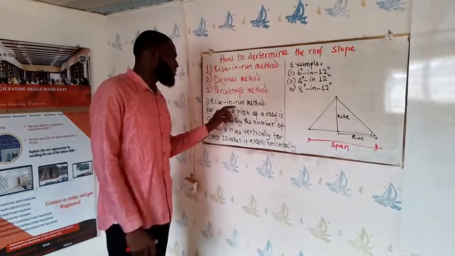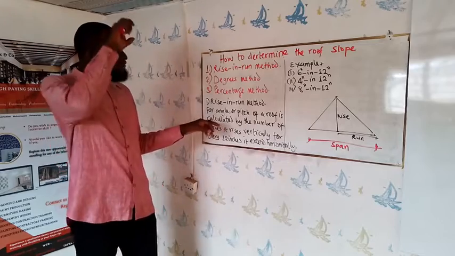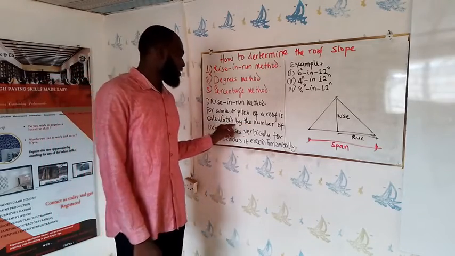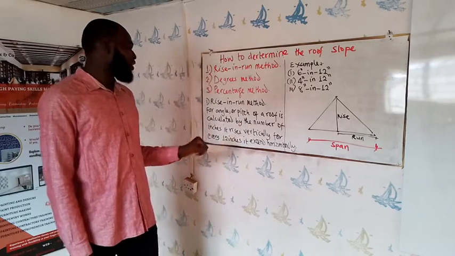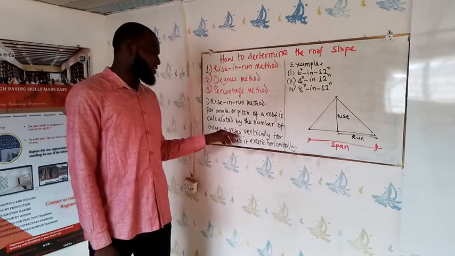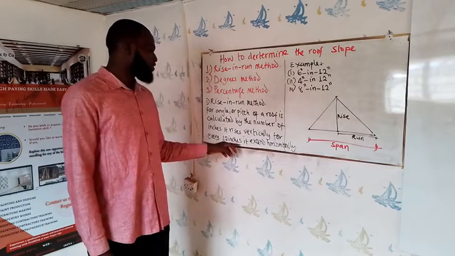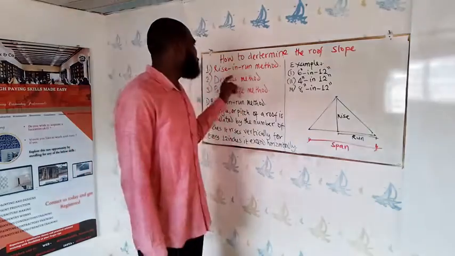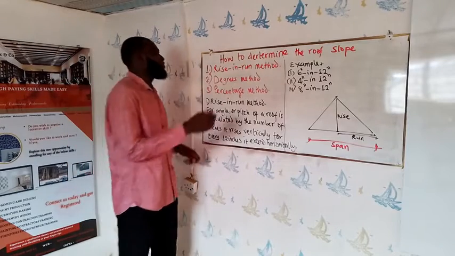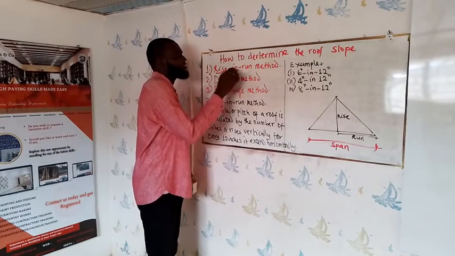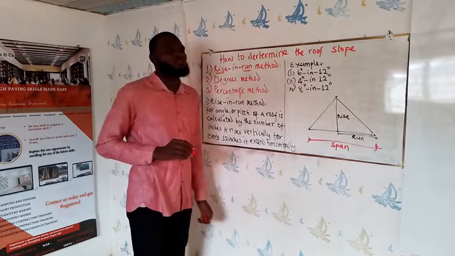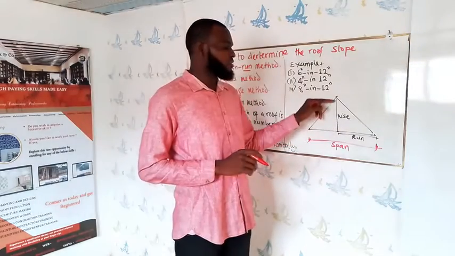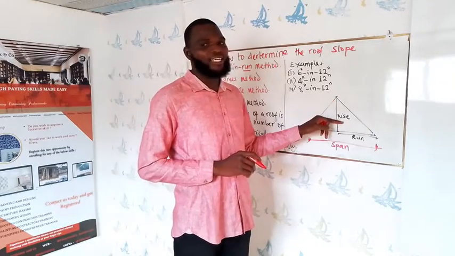What do we mean by rise and run method? It means the pitch of a roof is calculated by the number of inches it rises vertically for every 12 inches it extends horizontally. Here, two main terms have been mentioned, rise and run. As you can see here, this king post is regarded as the rise.